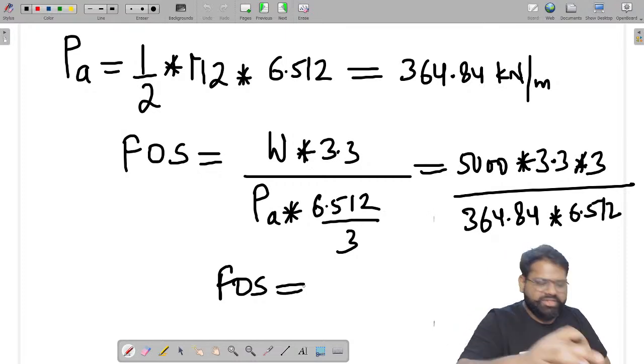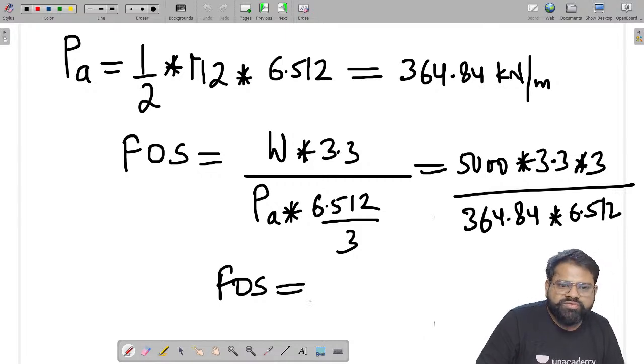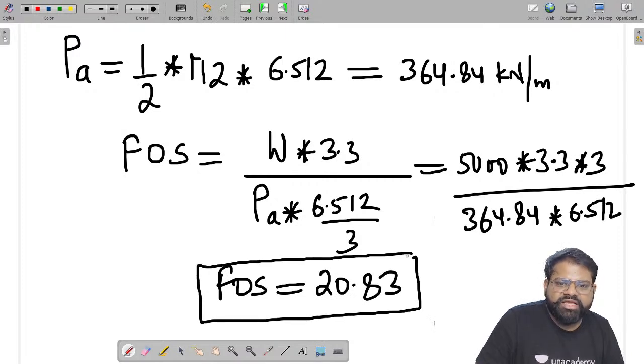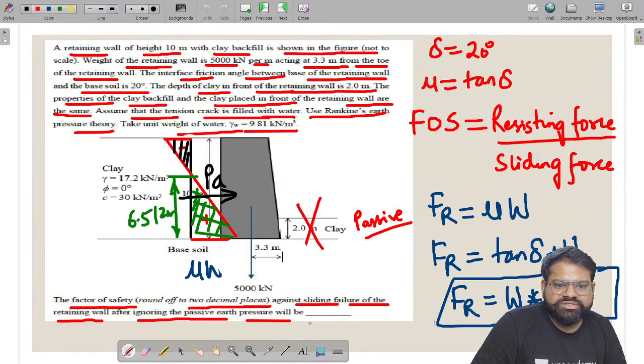Again, solving 5000 multiplied by 3 multiplied by 3.3 divided by 364.84 and divided by 6.512. So the factor of safety in this question is coming out to be 20.3. It means that the footing is highly safe against sliding. So you have to put the answer here, that is equal to 20 point something.